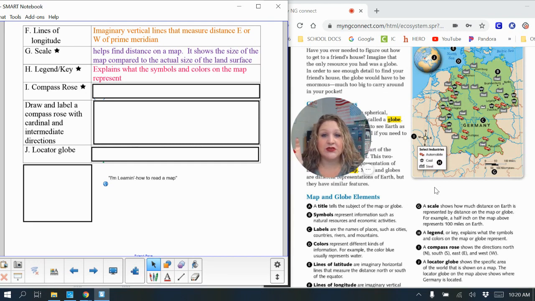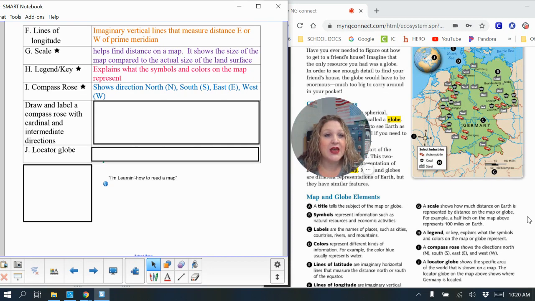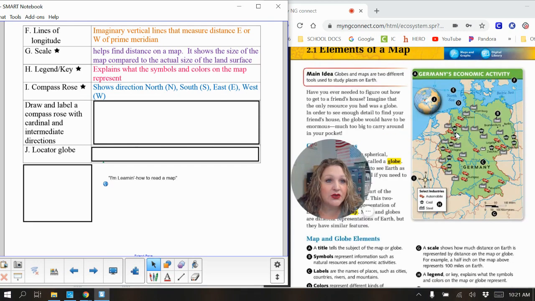Next is our compass rose. Also notice that there's a star. A compass rose should be on every single map. So a compass rose shows direction: north, south, east, and west. And sometimes it will have the intermediate directions on there as well, which we're going to talk about next, but it doesn't always. You should just kind of know what those are.